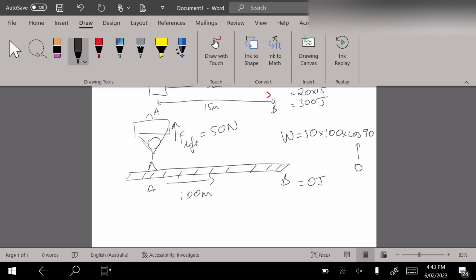And that should kind of make sense because this person here isn't using their energy to move from A to B.